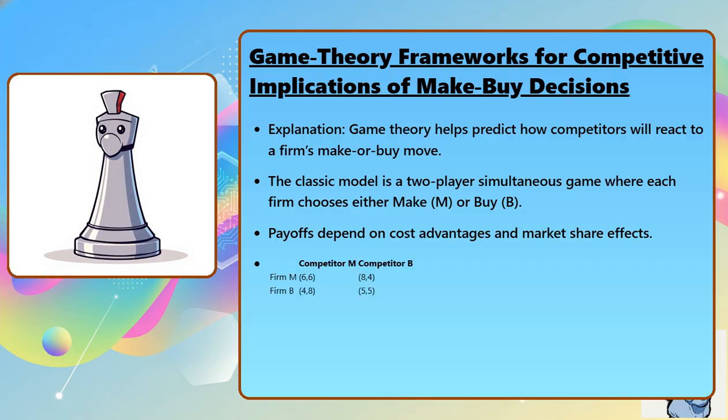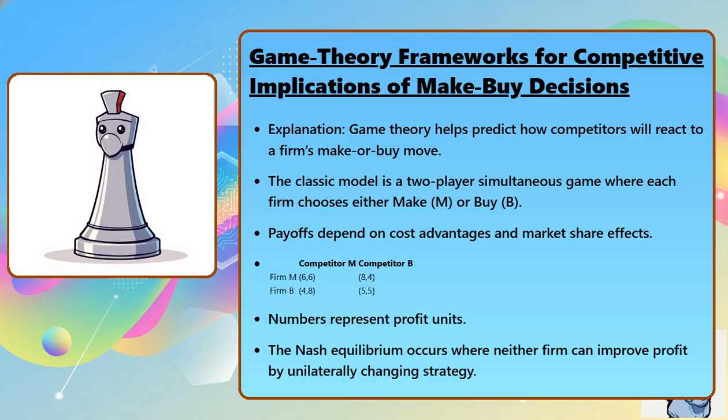Firm M versus competitor M yields 6,6. Firm M versus competitor B yields 8,4. Firm B versus competitor M yields 4,8. Firm B versus competitor B yields 5,5. Numbers represent profit units. The Nash equilibrium occurs where neither firm can improve profit by unilaterally changing strategy.